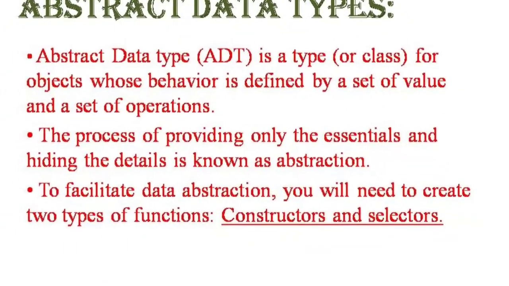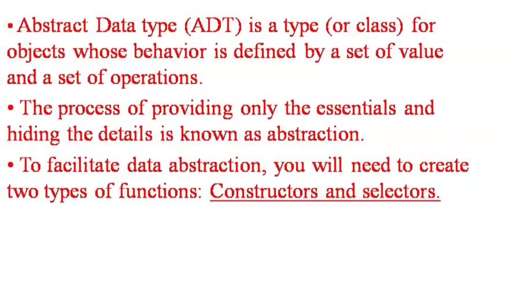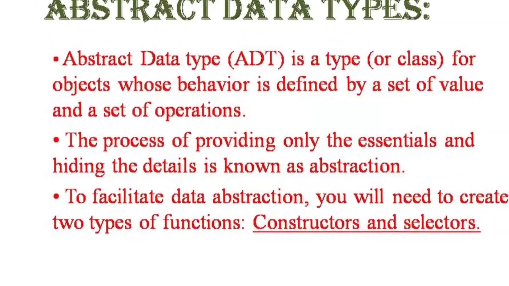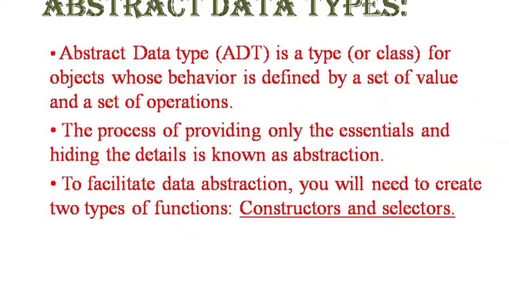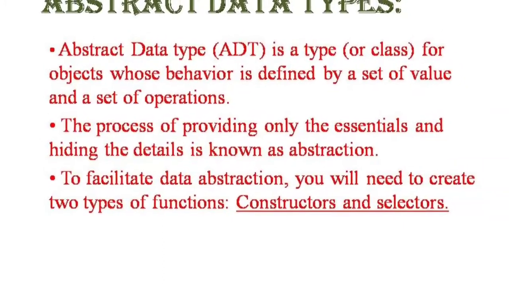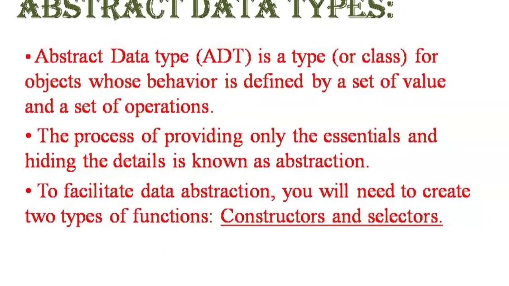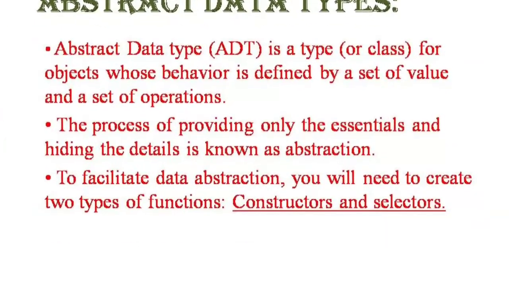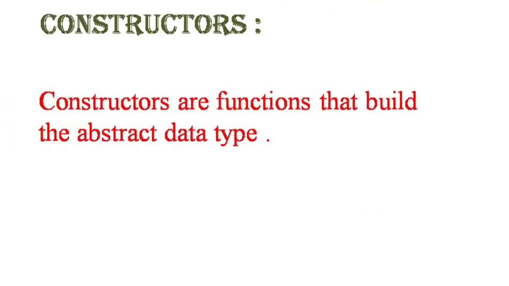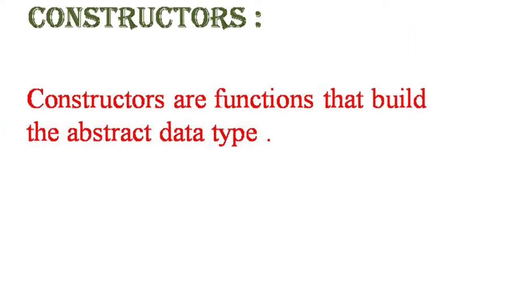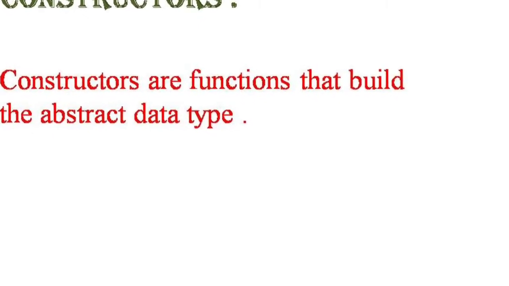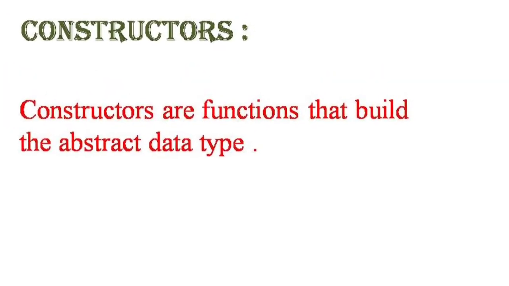Next topic is abstract data type. Abstract data type is a type or class for objects whose behavior is defined by a set of values and a set of operations. The process of providing only the essential and hiding the details is known as abstraction. To facilitate data abstraction, you need to create two types of functions: constructor and selector.